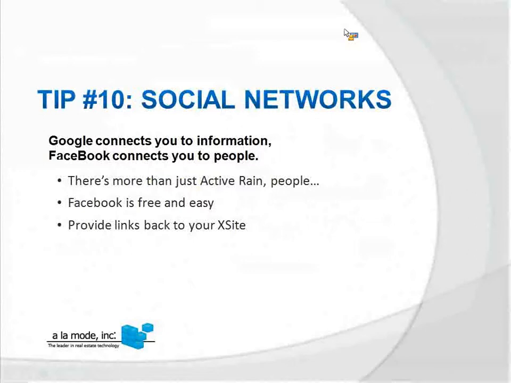Okay, the last thing I want to mention for this class is about social networking. Folks, there's more than just ActiveRain. Facebook is free. It's easy to do. It provides that link back to your website that's important. But, and this is an important conceptual thing to understand, Google connects people to information. Facebook connects people to people.